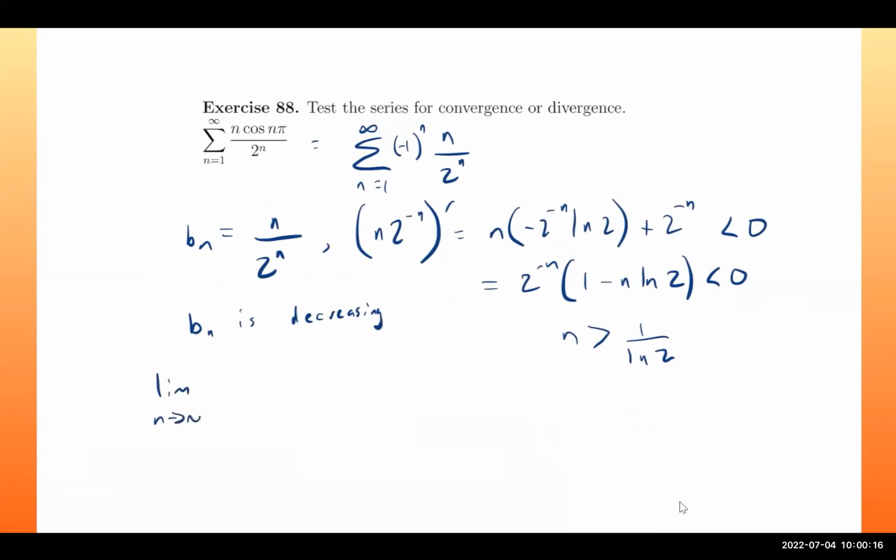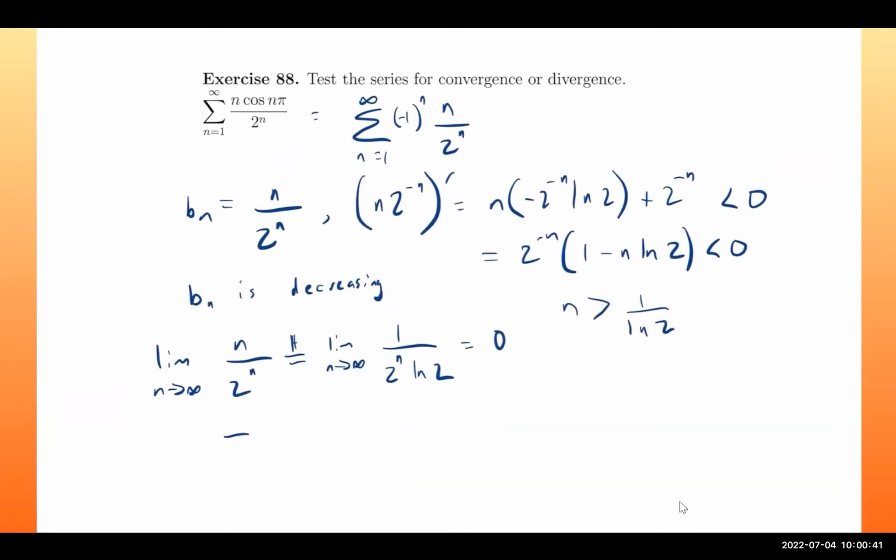Now we take the limit as n approaches infinity of n over 2 to the n. Once again, we have to use L'Hopital's rule. The derivative of the numerator is 1. The derivative of the denominator is 2 to the n ln of 2. And this clearly approaches 0 because the denominator is going to go to infinity. So therefore, this is going to approach 0. Thus, the series is convergent by the alternating series test.